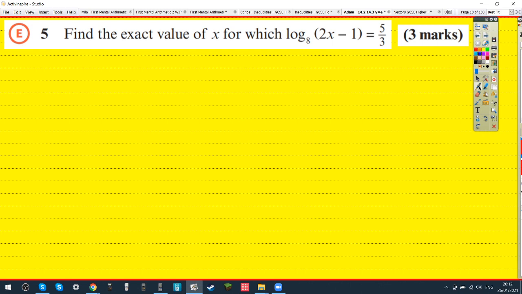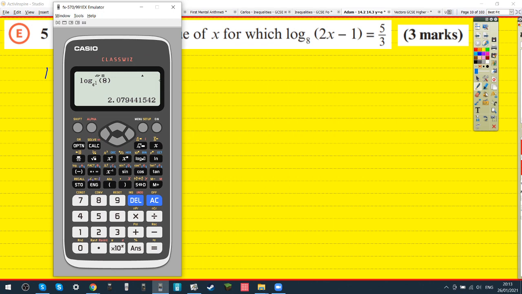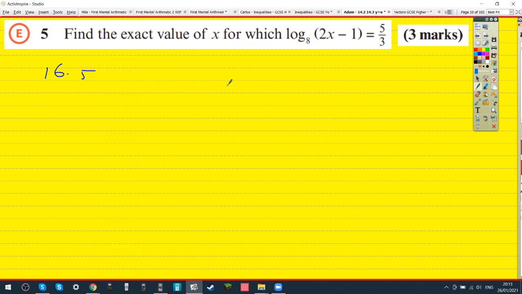I got X as 16.5. That sounds good to me. How'd you get that? I put in the calculator log 8 and then brackets 2x minus 1 equals 5 over 3. You sneaked me. That's a good way of doing it.